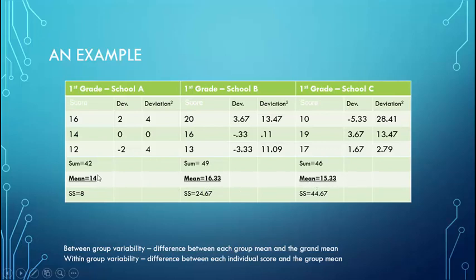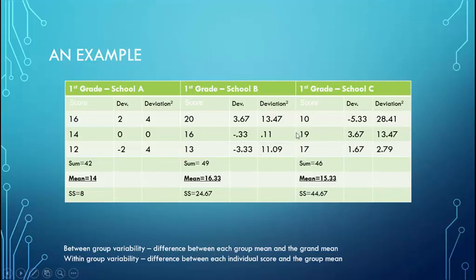Does this look like a lot of between group variability or not very much? Not very much, right? It's going from a 14 to at the highest a 16.33. That's like a 2-point difference. If you were a parent, would you be like, I must have my child go to school B because they're going to do so much better in math compared to school C? I'm not seeing that, right? This is a pretty small amount of between group variability, especially when you compare it to the within group variability.